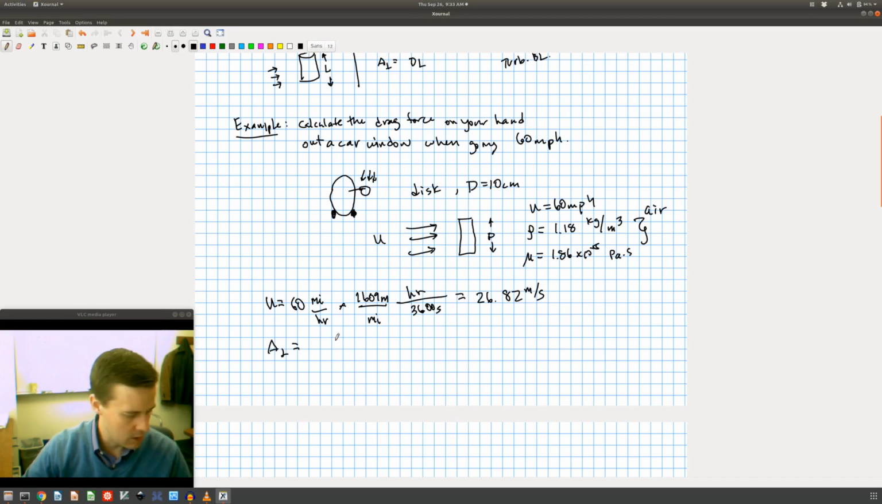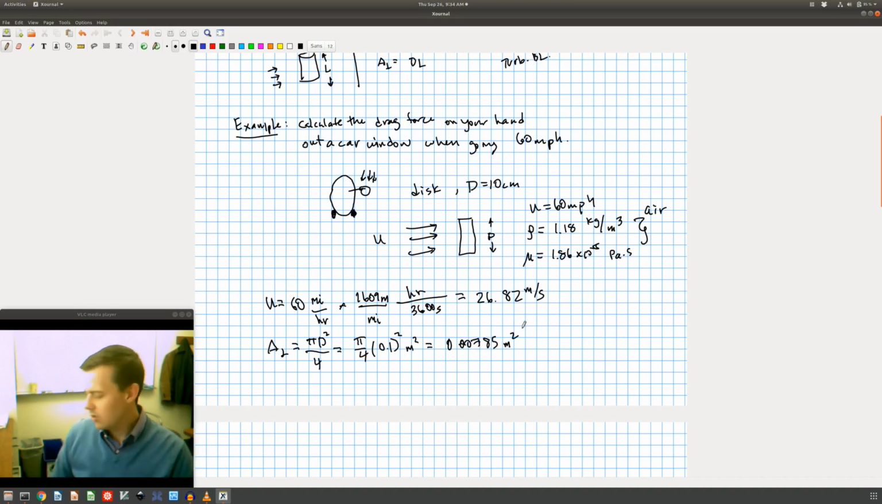Then I need to calculate my projected area. This is a circular disk, so that's pi d squared over 4, or pi r squared. I already know d. D is 10 centimeters, so this is pi over 4 times 0.1 squared meters squared, and that gives me 0.00785 meters squared. Well, that's going to hurt my hand.